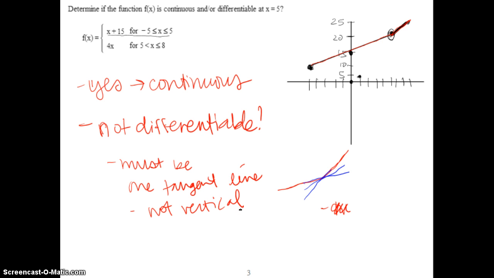If the tangent line were vertical, remember, a vertical line is not a function, so it doesn't have a slope. If the vertical line didn't have a slope, then you wouldn't be able to get the derivative. So for that reason, it's not differentiable. But in this case, it's not differentiable because there are multiple tangent lines to the graph. So I hope this answers your questions, and hope you're having good luck studying for the test.